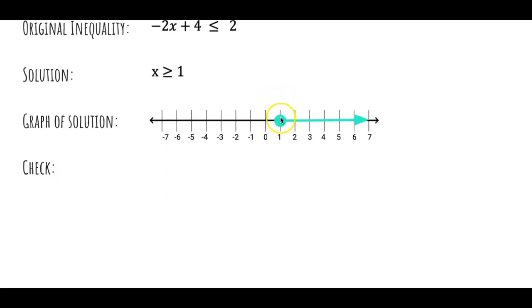Notice this time that the circle is filled in. The reason why is because this filled in circle is equivalent to 1. It's saying, hey, 1 is included. If 1 wasn't included, then it would be an open circle, but you're including the 1 here.